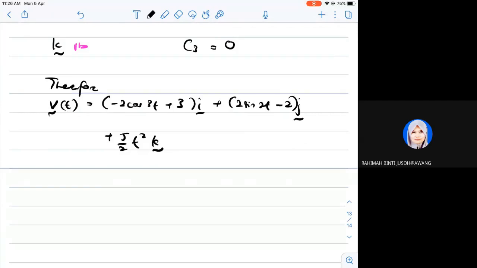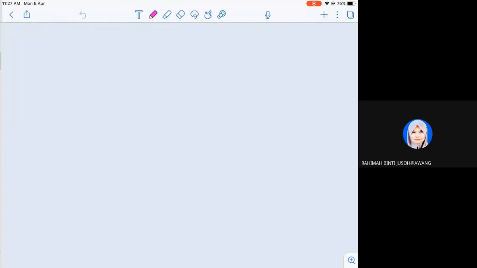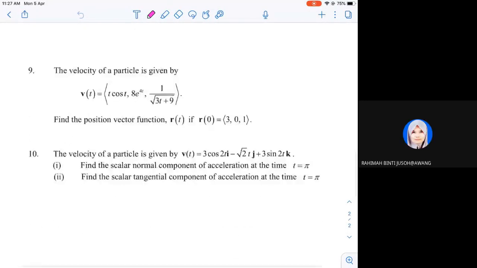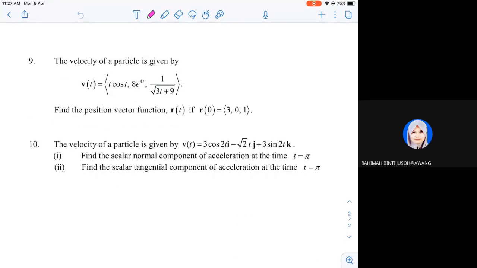Jawapan akhir. Do you understand, guys? Boleh faham? Yes, Doctor. Boleh, Doktor. Kalau keluar soalan test macam ni boleh jawab? InsyaAllah. Soalan nombor 9 tu macam mana, guys? Nombor 9 ni.